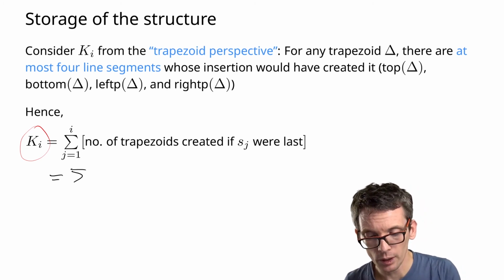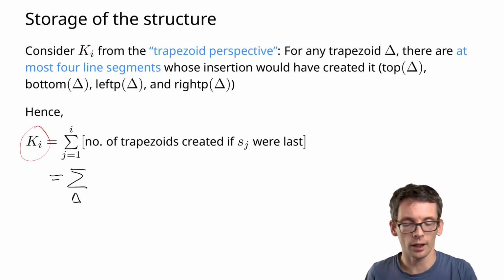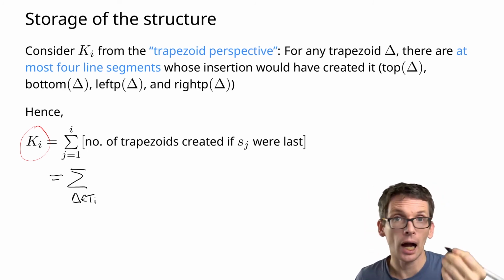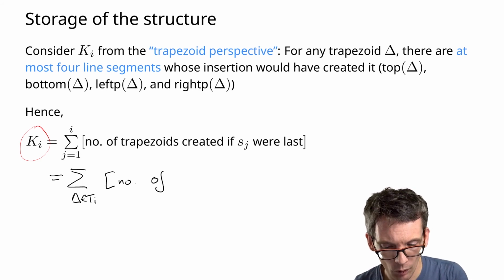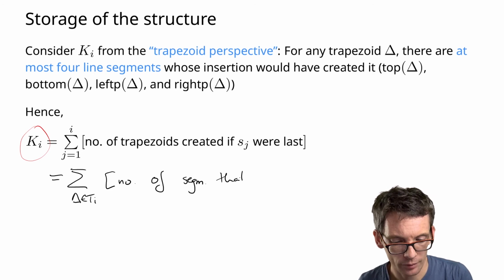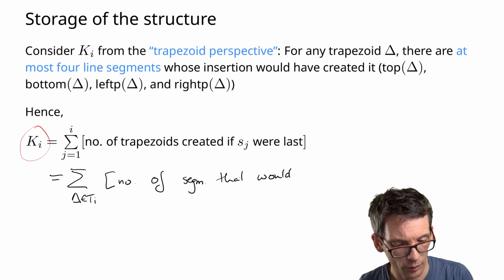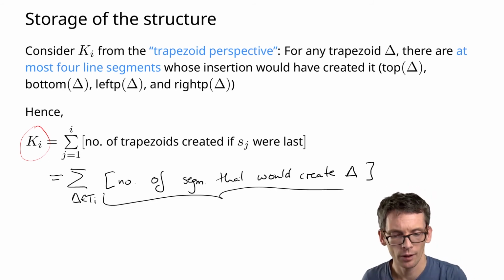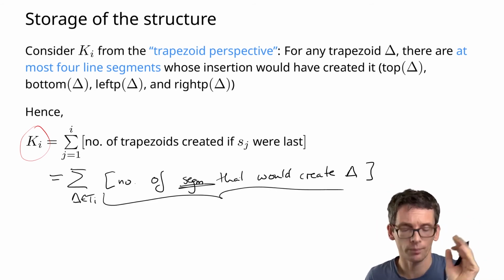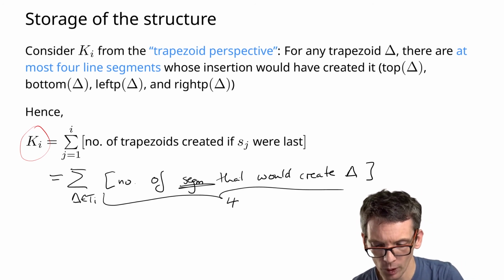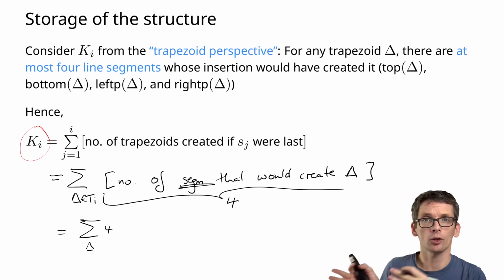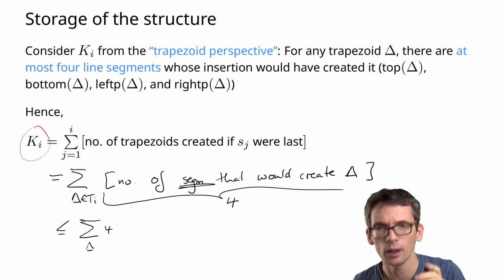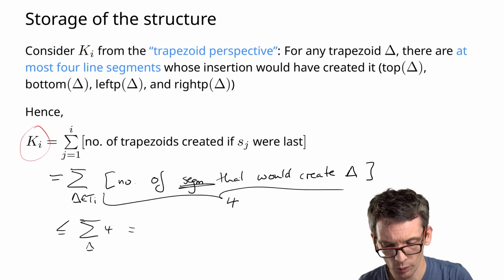So I count over all trapezoids delta in the ith vertical decomposition. And now I count the number of segments that would create that trapezoid, would create delta. Now I know these segments can only be bottom, top, left, right. So this can be at most 4. So what I get is the sum over trapezoids of 4. So for each trapezoid I get at most a 4. So this is smaller or equal.